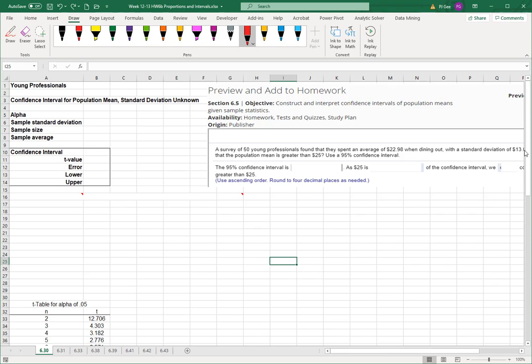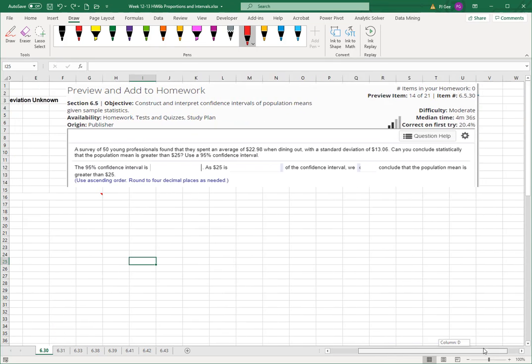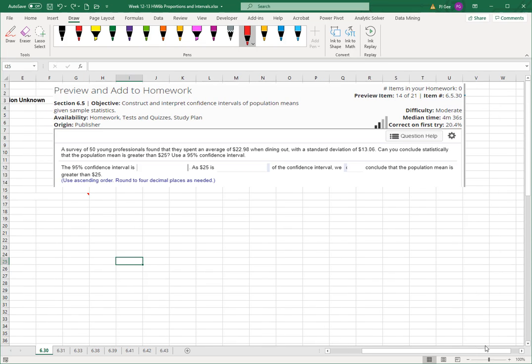So the problem here is a survey of 50 young professionals found they spent an average of almost $23 when dining out. Now this must have been from very long ago, or that is probably per person these days. You can go out and have any good dinner and split it for $11 a piece. I don't know where you're going to get that. With a standard deviation of 13.6.